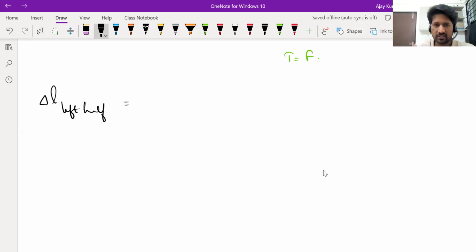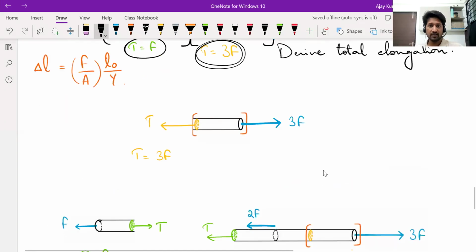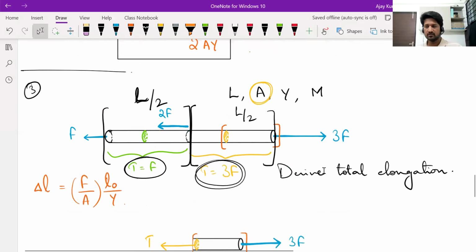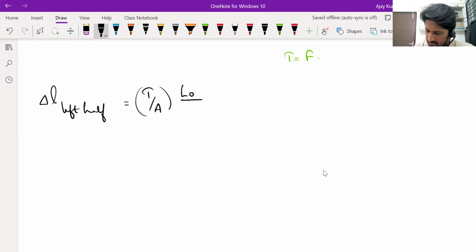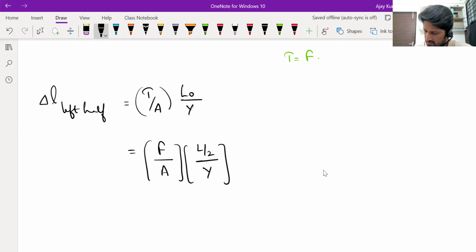What is the formula for elongation if stress is uniform? F by A. Okay. So here, don't blindly write F by A. F is the force which creates stress. In this particular example, tension is what creates stress throughout. So you'll have to take T by A multiplied with natural length divided by the Young's modulus. Now tension in the left half is F divided by A. Natural length is L by 2 divided by Young's modulus. This is the elongation in the left half, FL by 2AY.